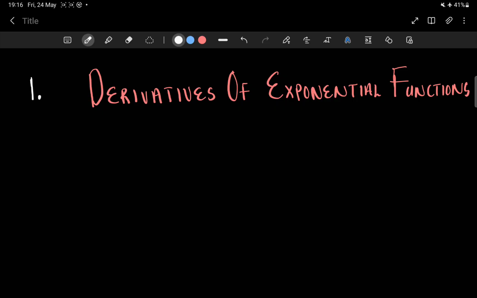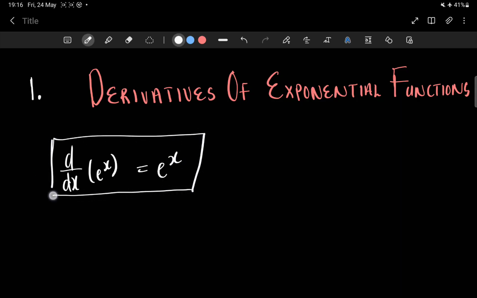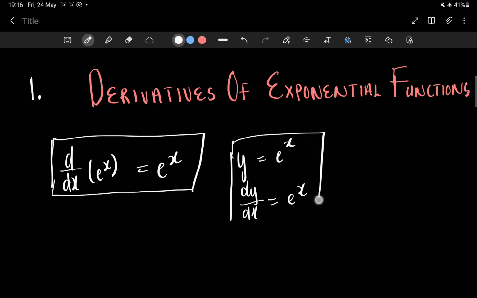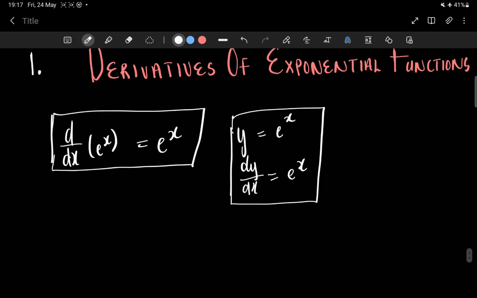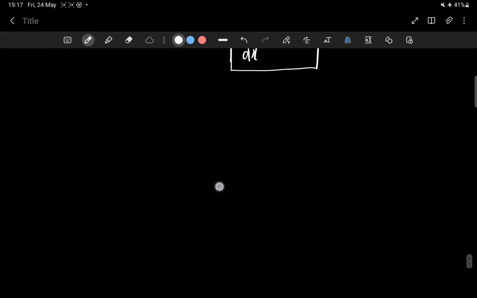The first thing which you have to know is just the derivative of e to the x. The derivative of e to the x is just e to the x. This one you should know. If I write it this way, y is equal to e to the x, that means dy dx is equal to e to the x. That's the first thing you should know. So we want to know only two. Let's do the second one.